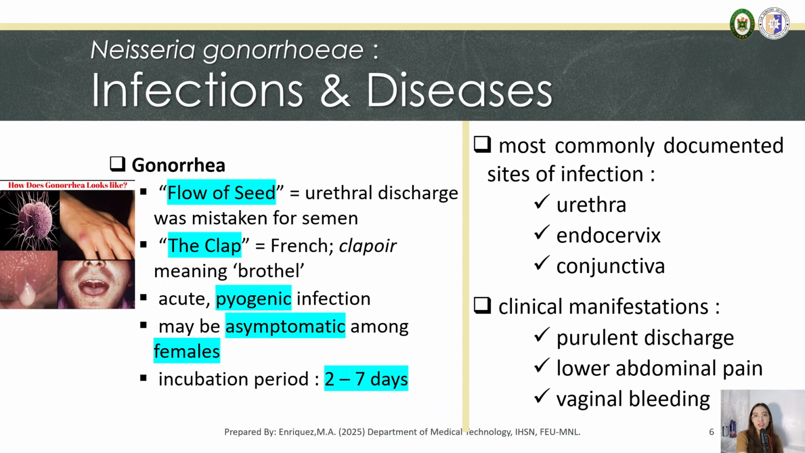And in men, acute urethritis would result in purulent discharge and dysuria. So, when we say dysuria, it means painful urination. Asymptomatic gonococcal infection in men is uncommon, but up to 10% of cases have been found to be asymptomatic. However, in females, mas mataas po yung cases of asymptomatic infections. 50% of cases in women may be asymptomatic, leading to complications. So on the next slide, tignan po natin ano ba yung mga possible complications of gonorrhea.